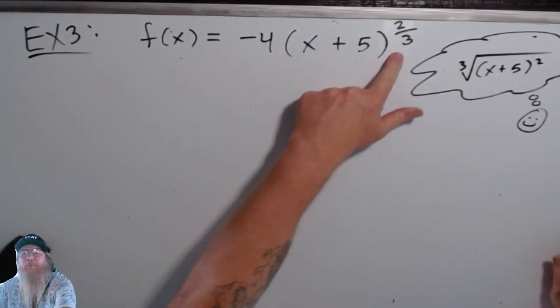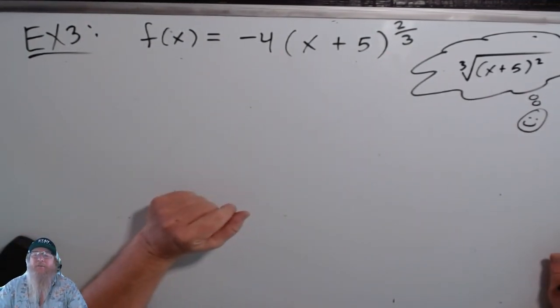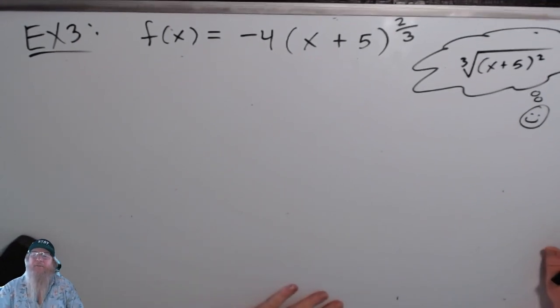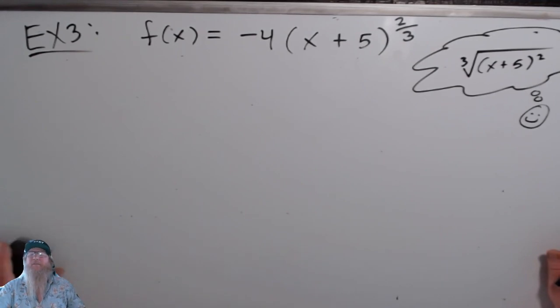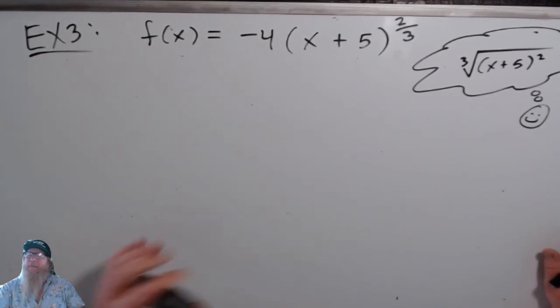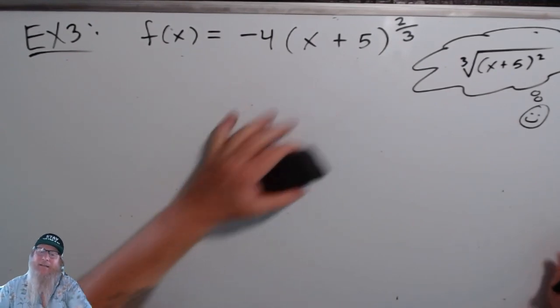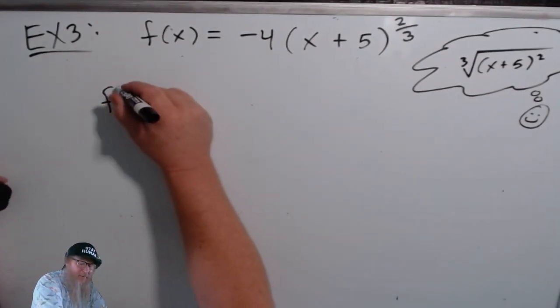This is an odd root function. So we don't have to worry about asymptotes or holes or points where the function doesn't exist. There might be a point where the derivative doesn't exist. Let's find that out right now.